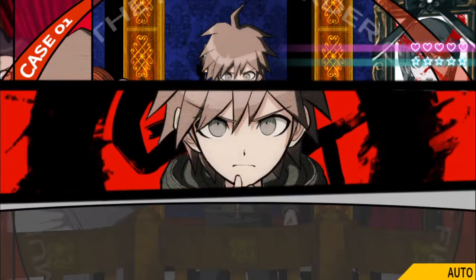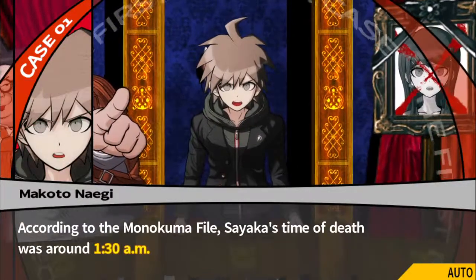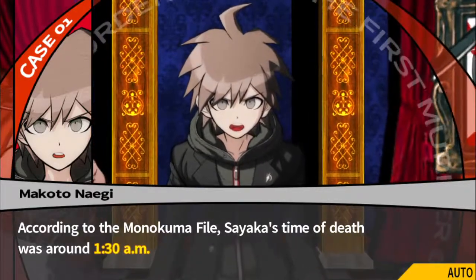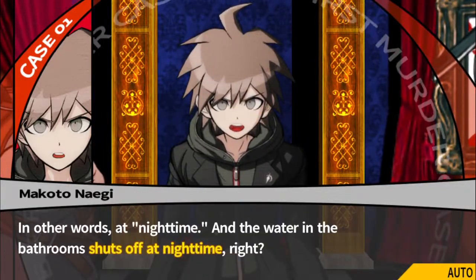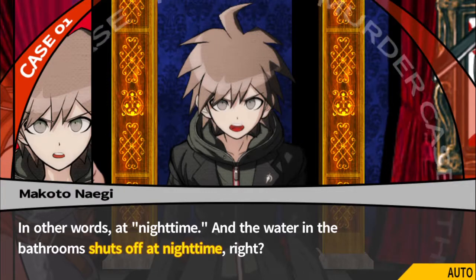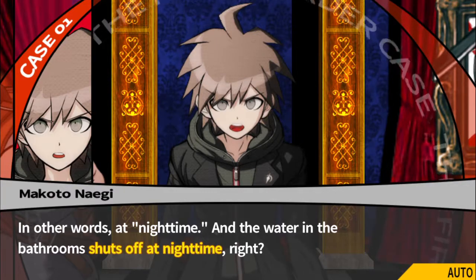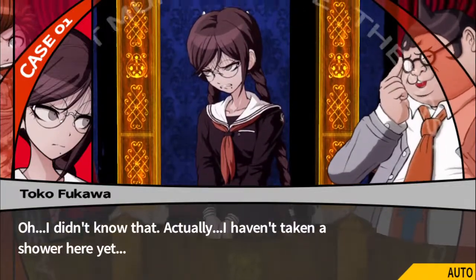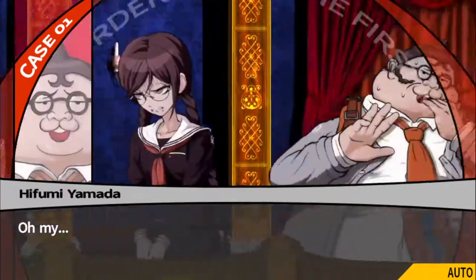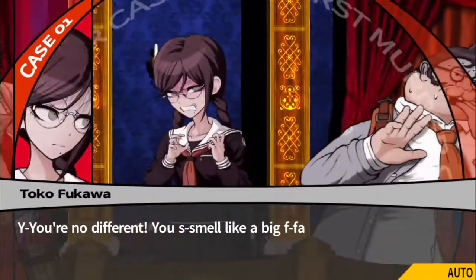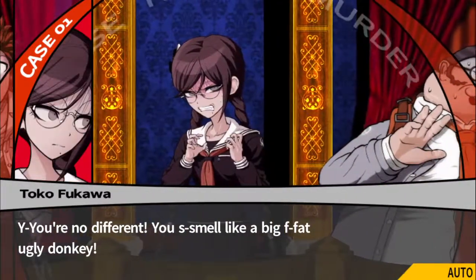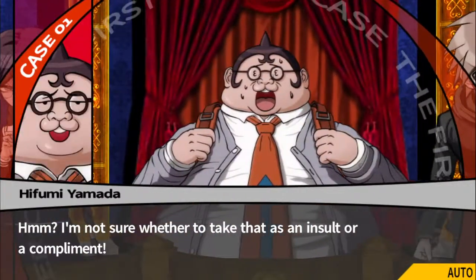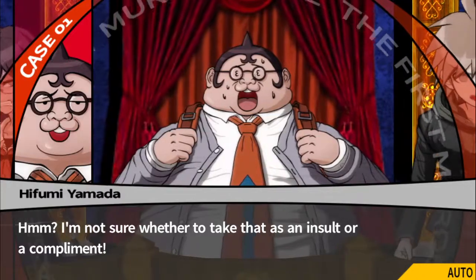I got it! According to the Monokuma file, Sayaka's time of death was around 1:30 a.m. In other words, at nighttime. And the water in the bathroom shuts off at nighttime, right? Oh, I didn't know that. Actually, I haven't taken a shower here yet. Oh my. You're no different! You smell like a big fat ugly donkey! I'm not sure whether to take that as an insult or a compliment.